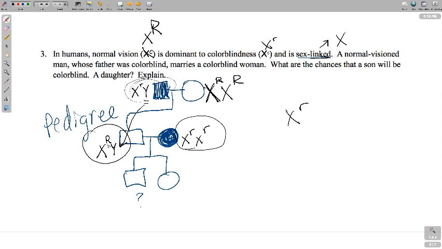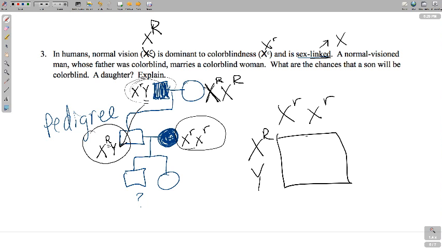So let's do it. What are the chances? X little r, X big R, Y. Nice. Chances of having a boy, boys will be down here. Chances of having a boy that's colorblind is 100%. Sorry, son. And chances of a daughter being colorblind are 0%.